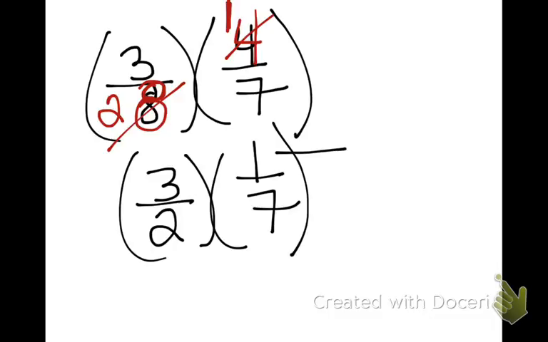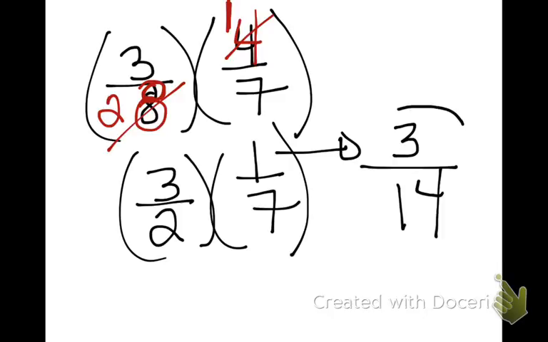Second step, multiply the numerators. 1 times 3 is 3. Multiply the denominators. 2 times 7 is 14. I can't divide. There are no common factors for those two. So my final answer is 3 over 14.